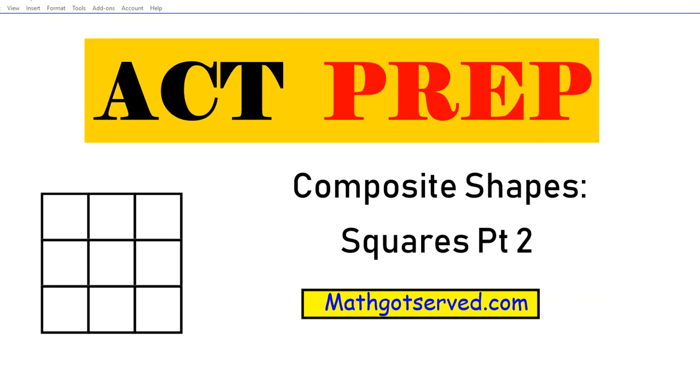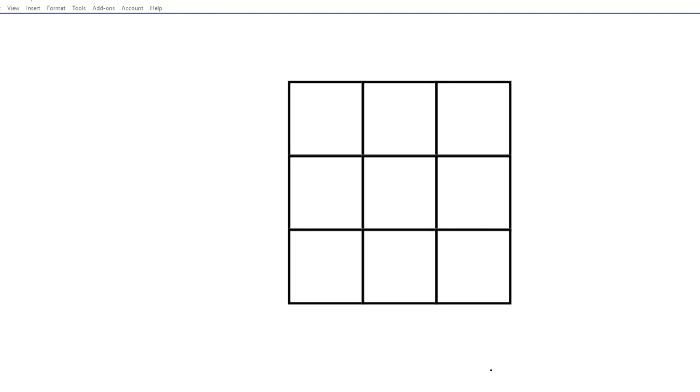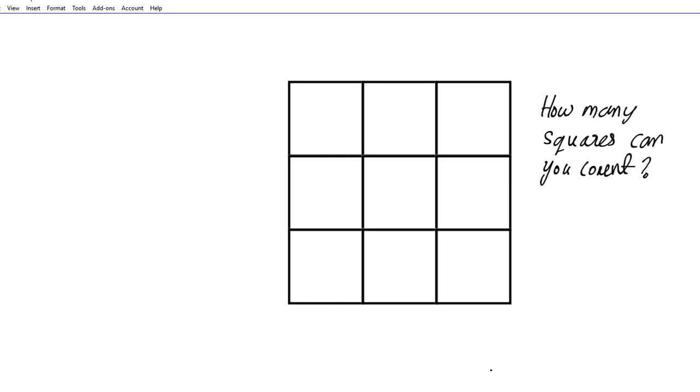In this clip we're going to be going over part 2 of our composite shapes problems, getting you ready for the ACT test. Alright, so the puzzle is as follows. Considering this composite shape we have right here, how many squares can you count? Alright, so that's the question.